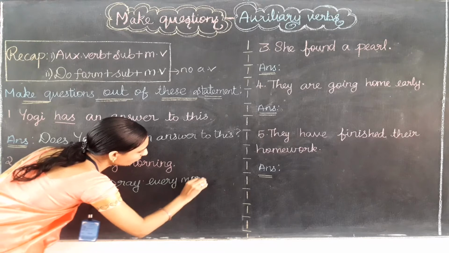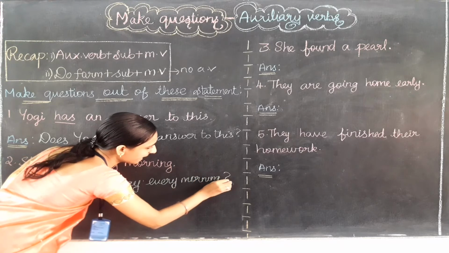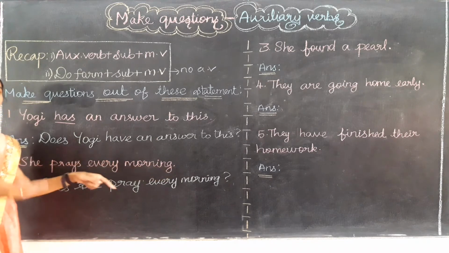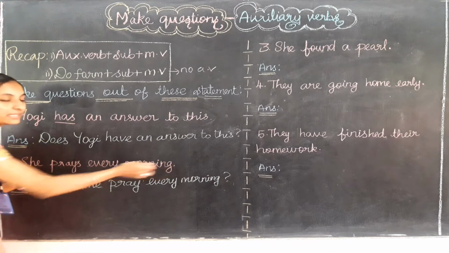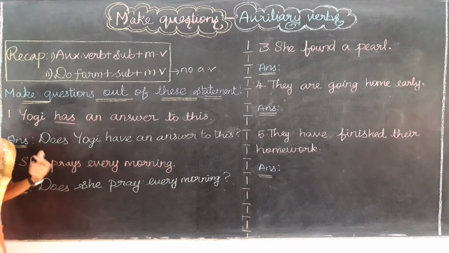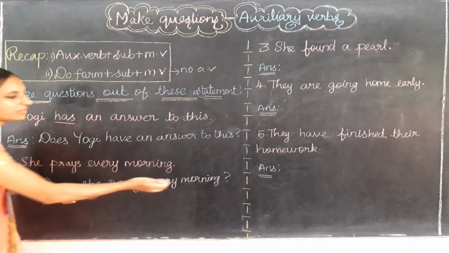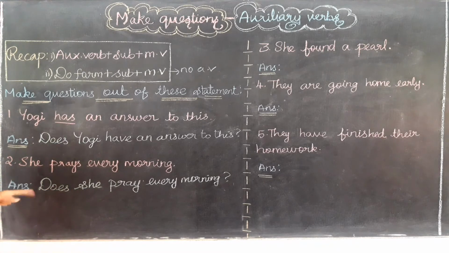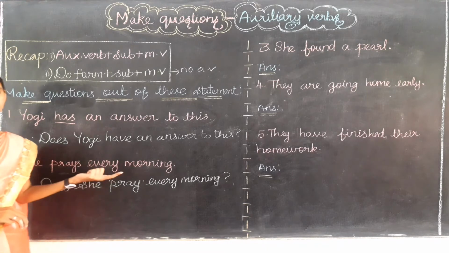And it ends with what, children? Yes, it ends with a question mark. But the statement ends with a full stop. If we are talking about the answer, it ends with a full stop. When we are talking about the question, we need to use a question mark only. Okay. So does she pray every morning is the correct question for this statement.